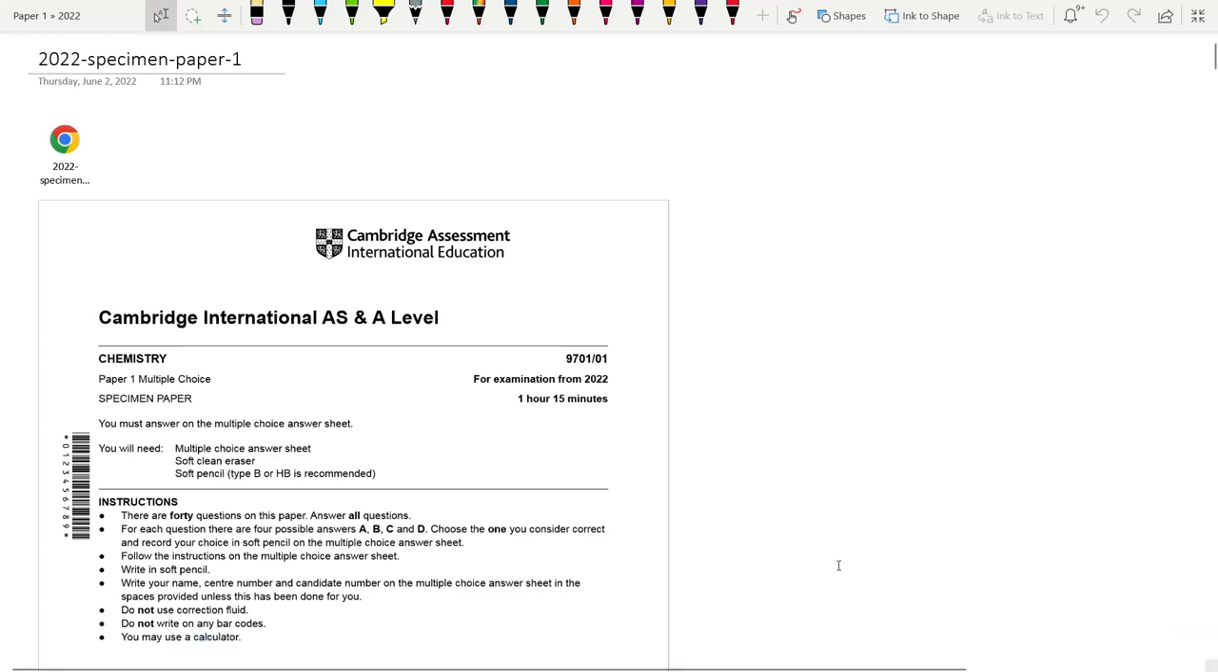Hi guys, we're doing this chemistry paper today. This is the specimen paper for 2022 9701 paper 1. So from 2022 we have 1 hour 15 minutes for our exam. So remember that you're getting 15 extra minutes for your exam.